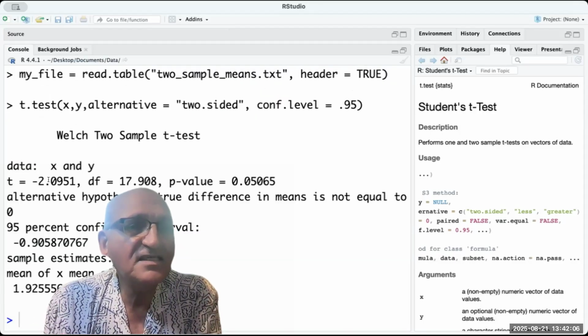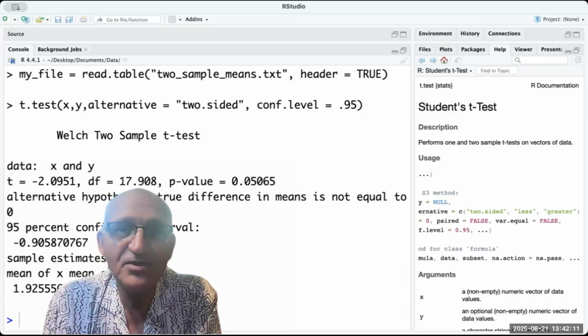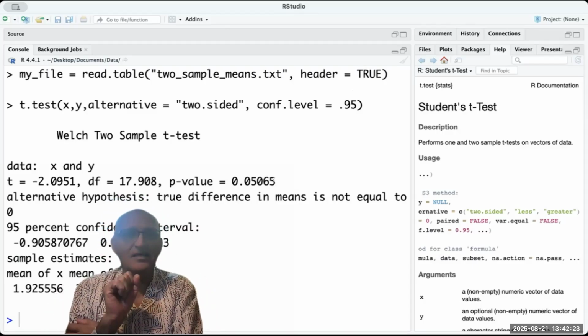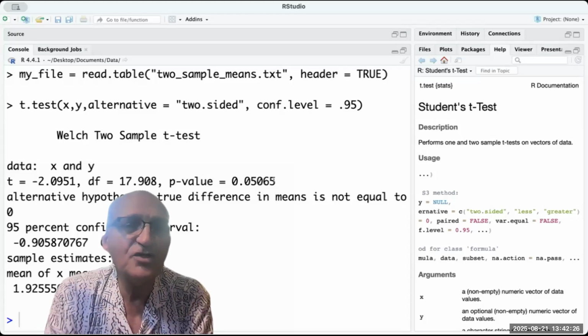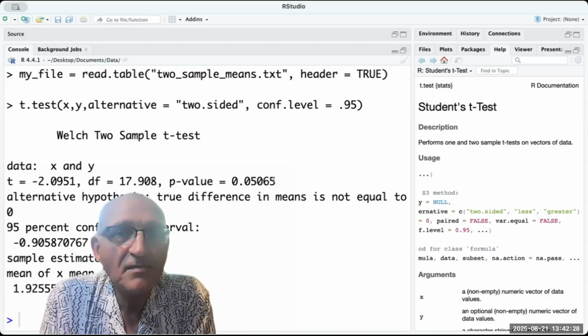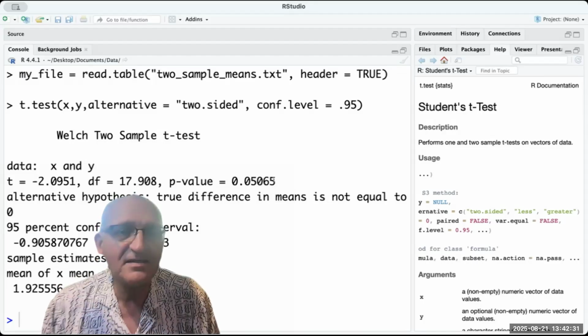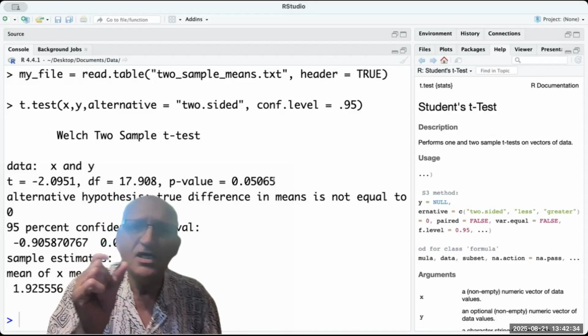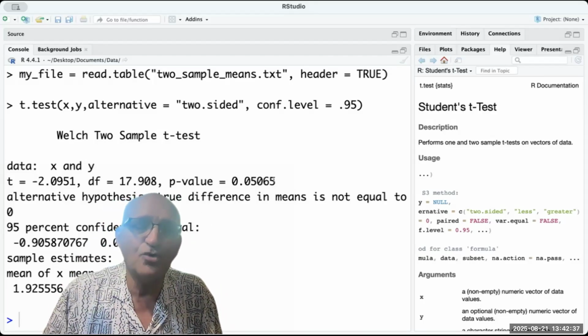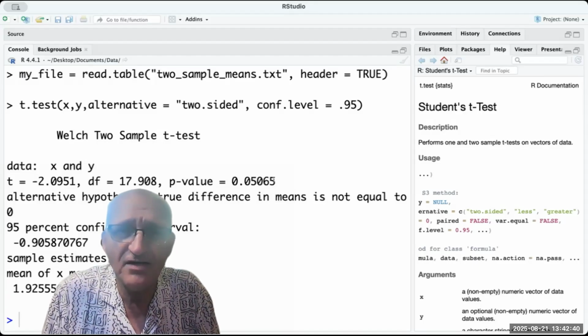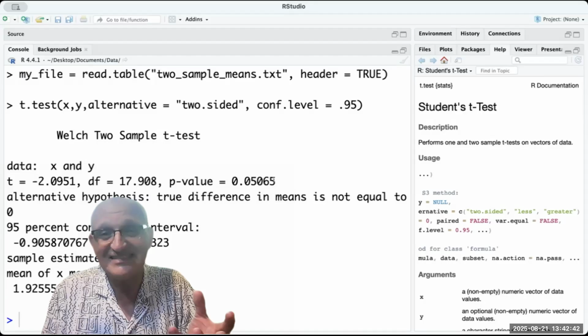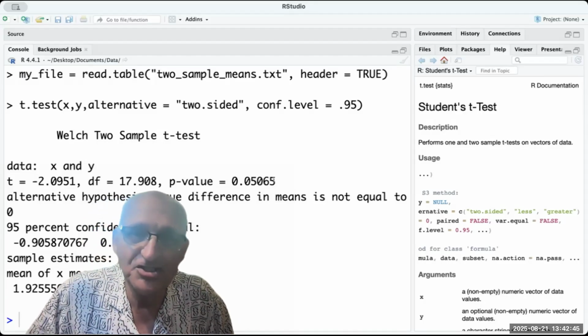You look here that T is negative 2.09, 17.9 degrees of freedom. Remember when I told you the degrees of freedom will never be an integer value? It's almost impossible, right? And the p-value is 0.0506, so barely failing to reject. Okay, so I cannot say that one is better than the other because the p-value is slightly higher than 0.05. In fact, it's almost equal to 0.05. If it were, I would reject, but if it's slightly higher, I would fail to reject.